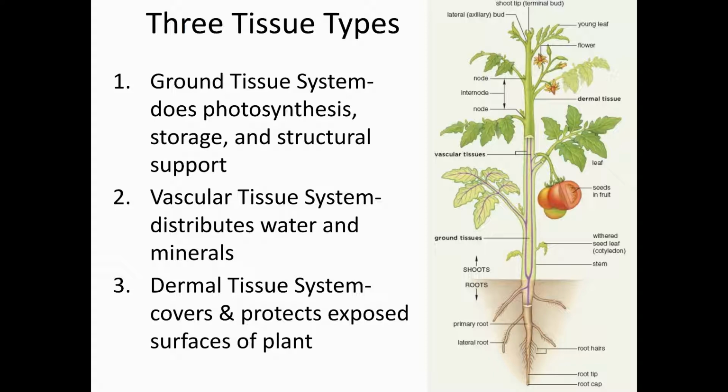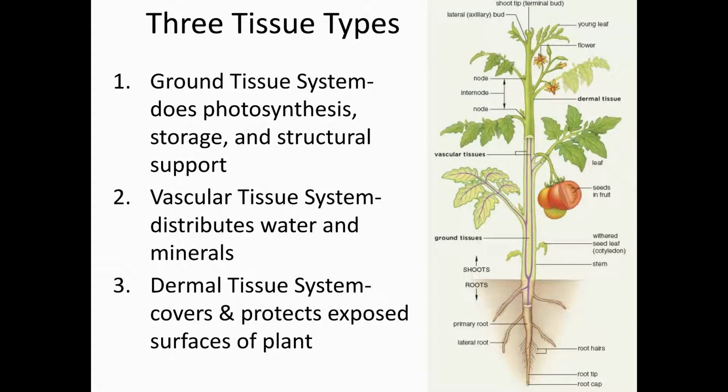So the ground tissue system is pretty much everything that's not in the other two categories. This does photosynthesis, it's storage for the plant, and it's its structural support. The vascular tissue system distributes water and minerals, as well as food. I think you guys remember that a little bit from last term.